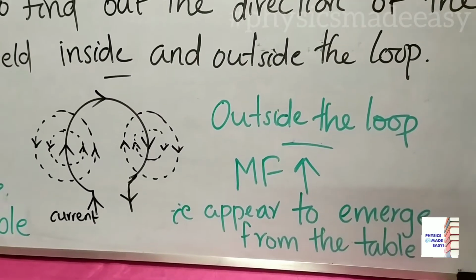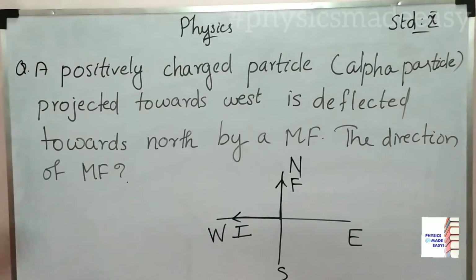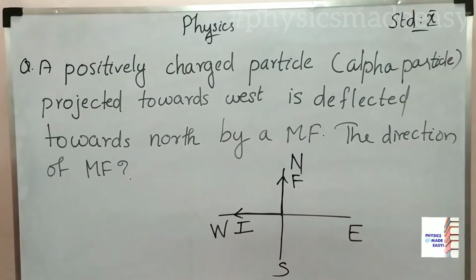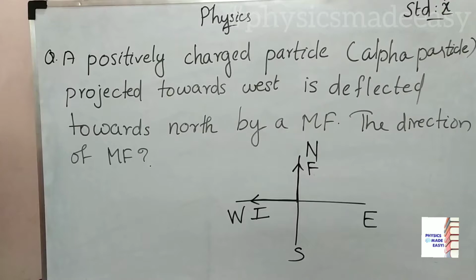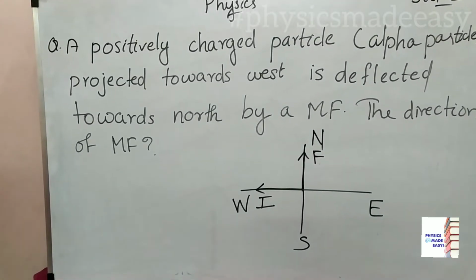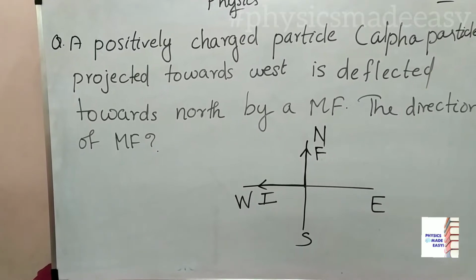Listen children, next question. A positively charged particle or alpha particle projected towards west is deflected towards north by a magnetic field. The direction of magnetic field is what?